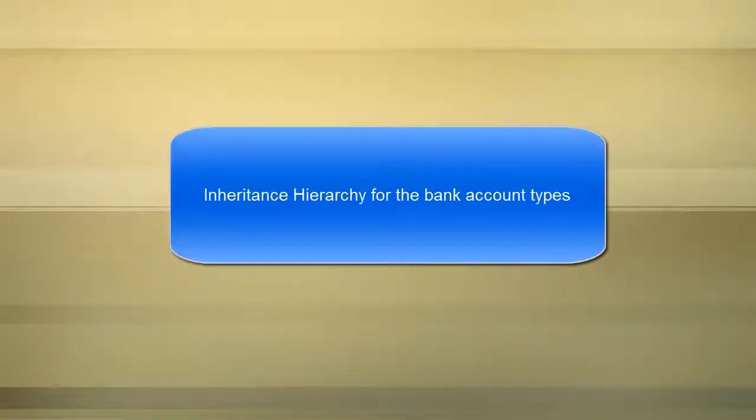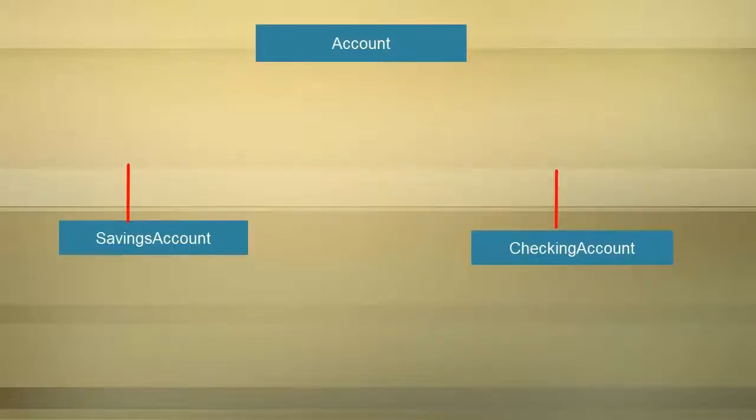Let's discuss the solution. It is clear that we need to design an inheritance hierarchy for the bank account types. There will be an account class at the root of the hierarchy. The two types of account mean two subclasses of the account class.